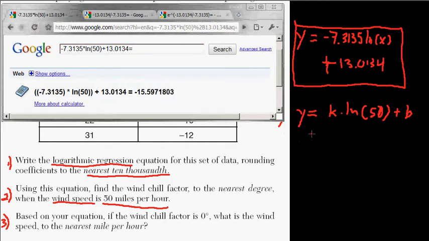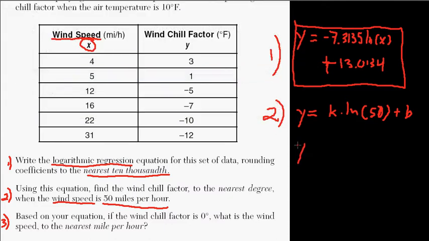The answer is negative 15.971803, blah, blah, blah, goes on and on. But they are looking for the nearest degree. If you look at number 2, it says nearest degree. So y is approximately negative 16 degrees Fahrenheit. So that's your answer for number 2. Okay, bet you didn't know that about Google.